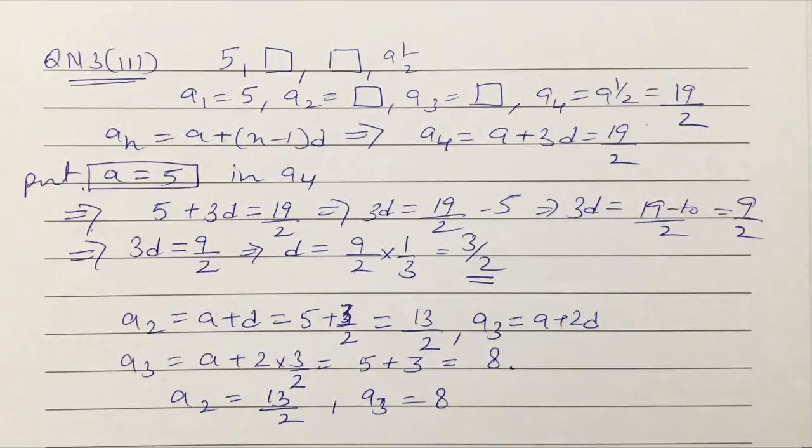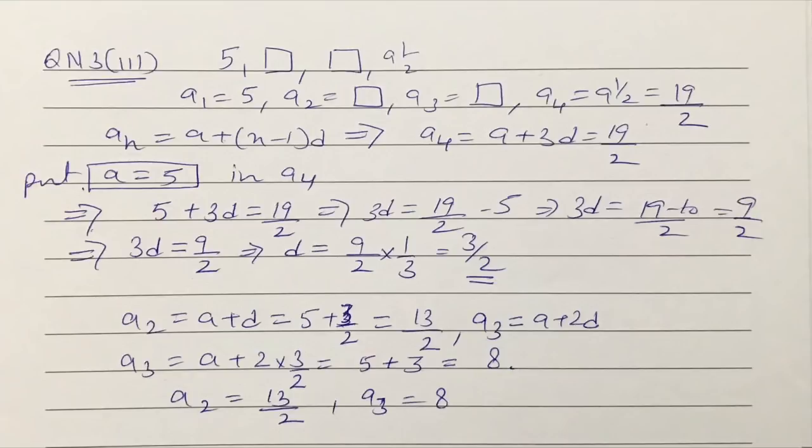Now question number 3, third part. We are given first term is 5, second term is missing, third term is missing, and the fourth term is 9 and a half. 9 1 by 2, which is equal to 19 by 2. Now the formula for the nth term is a plus (n minus 1) into d. We are given the fourth term. So let us write the formula for the fourth term. A4 is equal to a plus 3d, which is equal to 19 by 2.